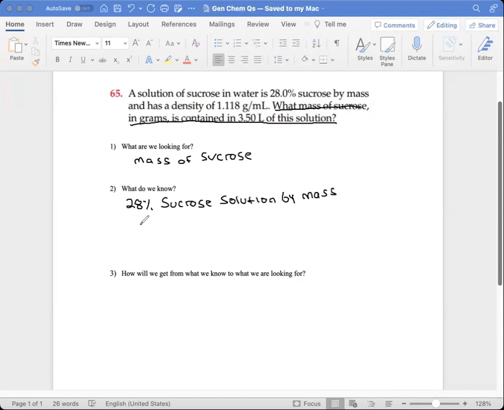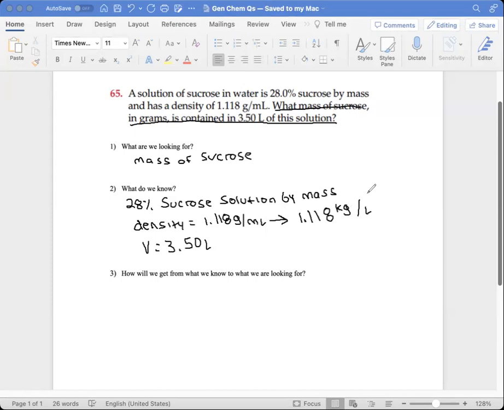We know density. So density equals 1.118 grams per milliliter. And we know volume equals 3.50 liters. Now there is a disagreement between units here. Our density unit is in grams per milliliter and our volume is in liters. But something really important to keep in mind is that grams per milliliter is going to be the same as kilograms per liter. So I'm just going to convert right now and now call this 1.118 kilograms per liter.